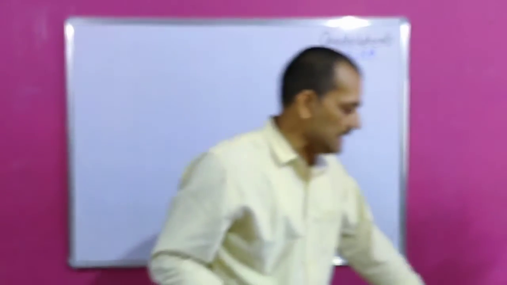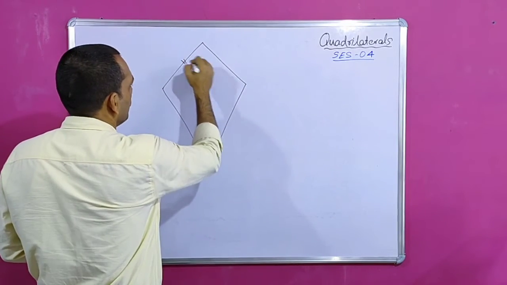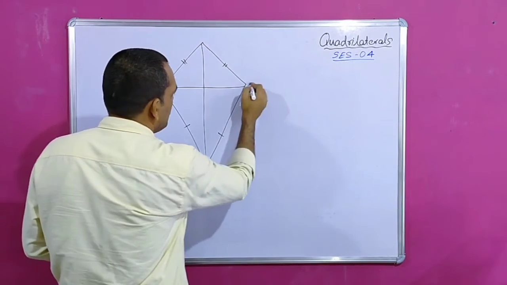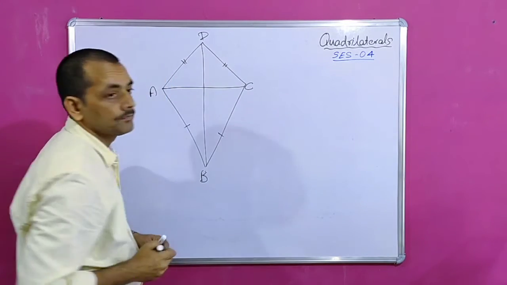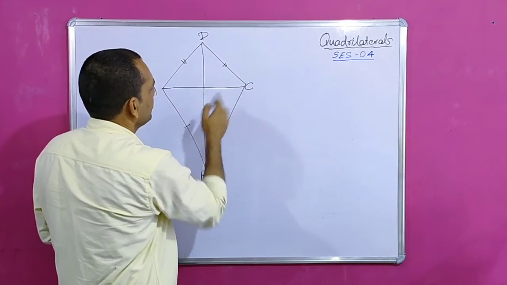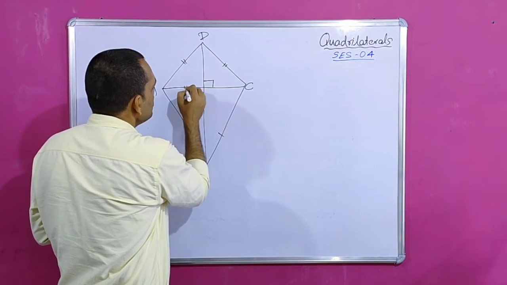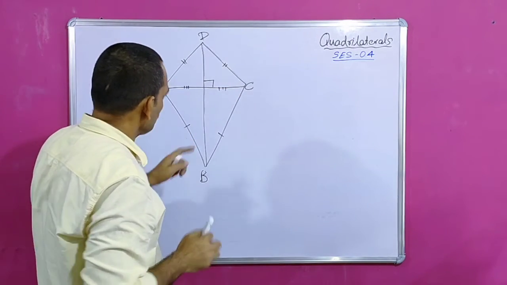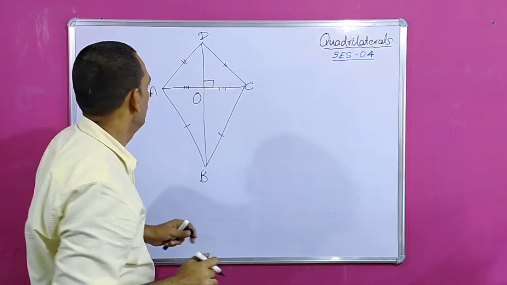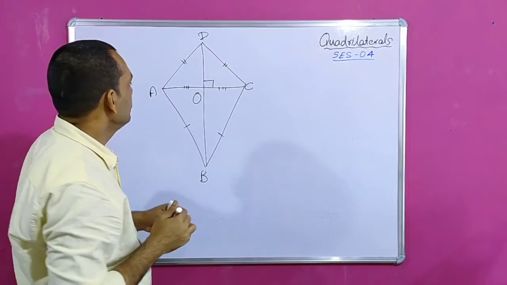Now the last one in the sequence is a kite. What is a kite? Kite is a quadrilateral where, let's consider this A, B, C and D is a kite, where these two adjacent sides are equal and these two adjacent sides are equal, and the diagonals intersect, not bisect, each other at 90 degrees, whereas these two parts of the diagonal are equal but not these two. OA is equal to OC, but OD is not equal to OB. Also, these two opposite angles are equal but not these two angles. This is a kite.